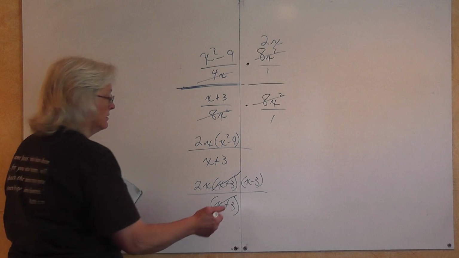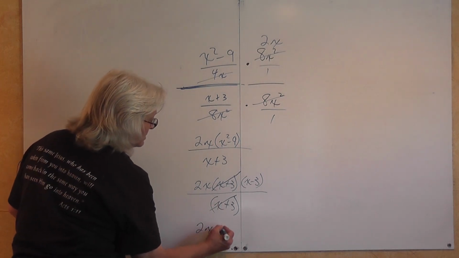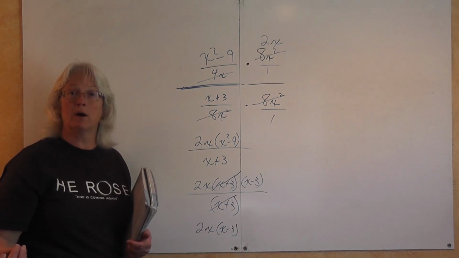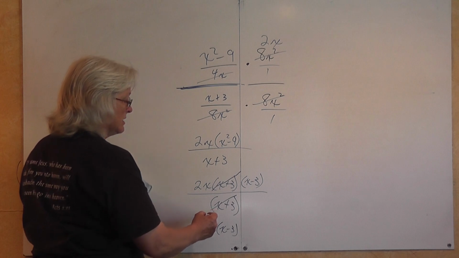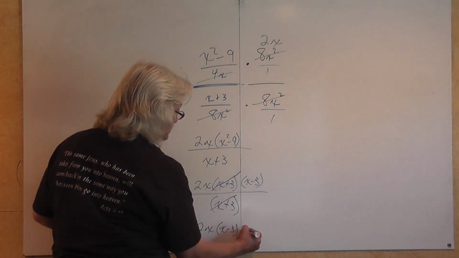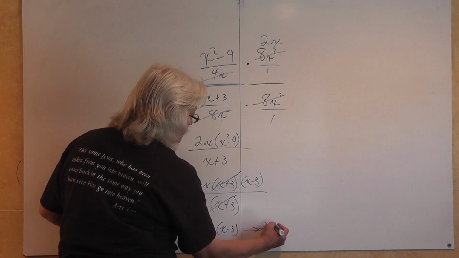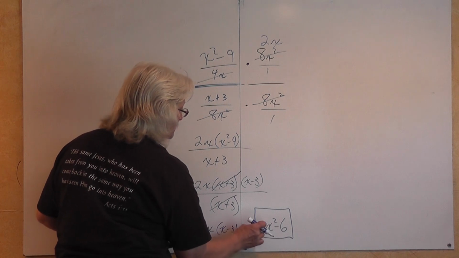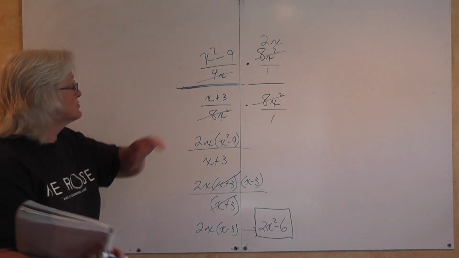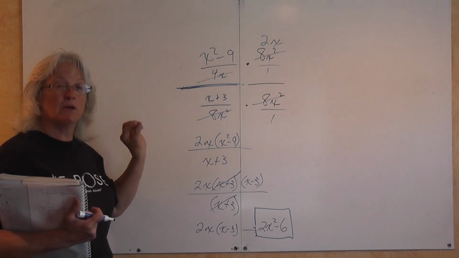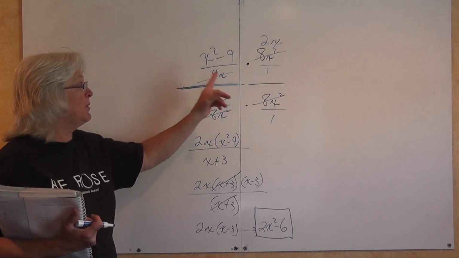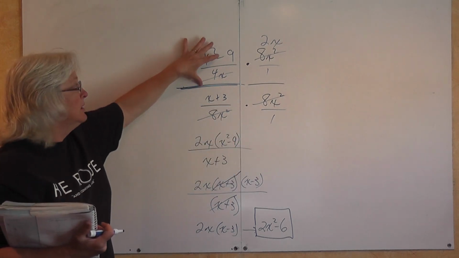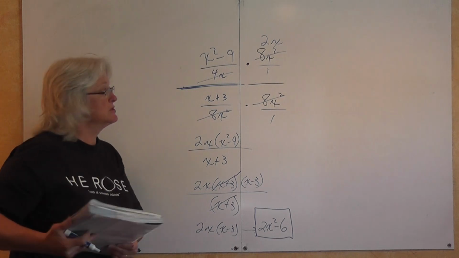What do we have remaining? 2x times x minus 3. We have nothing in the denominator now. To finish this, we want to distribute. So our solution is 2x squared minus 6x. This is one way that you can solve this problem. This is actually method 1, where we're multiplying numerator and denominator by the least common multiple of both rational expressions.